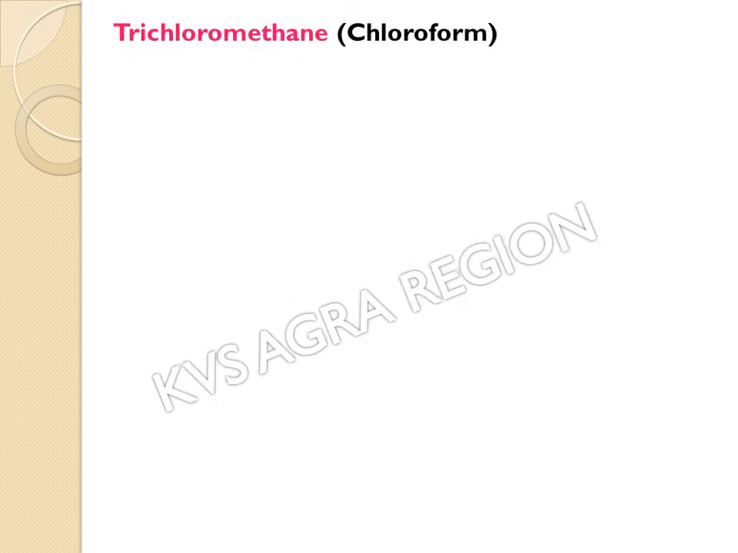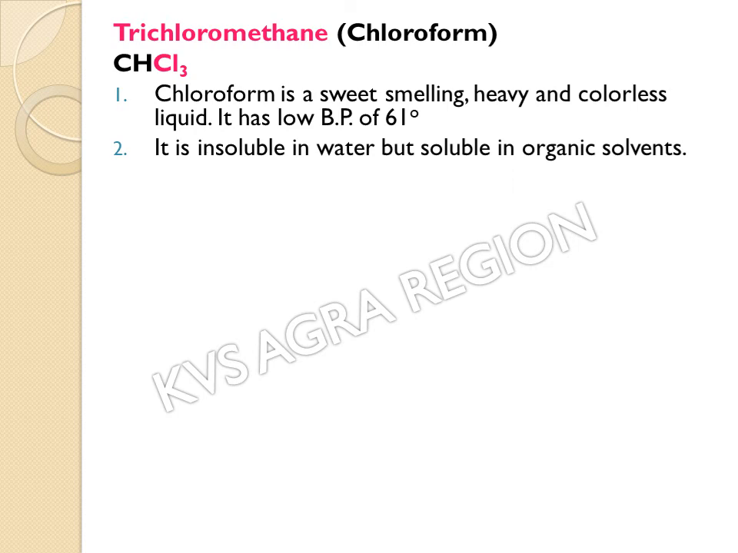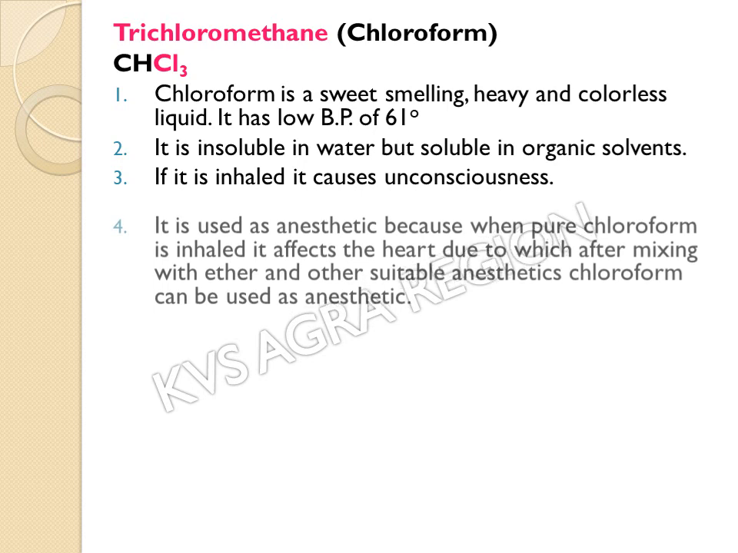The second polyhalogen compound is trichloromethane, commonly known as chloroform. Formula is CHCl3. Chloroform is a sweet-smelling, heavy and colorless liquid. It has low boiling point of 61 degrees. It is insoluble in water but soluble in organic solvent. If it is inhaled, it causes unconsciousness.